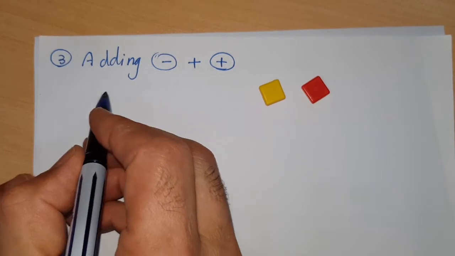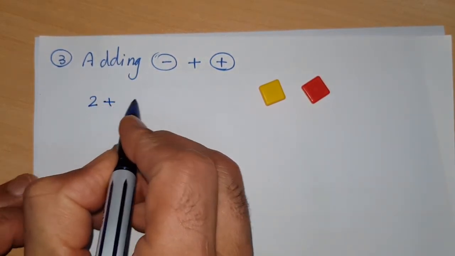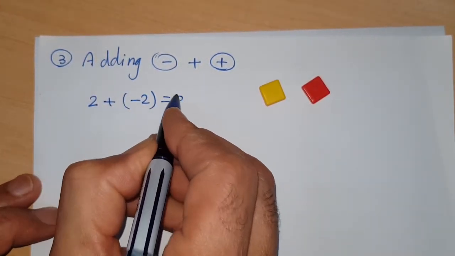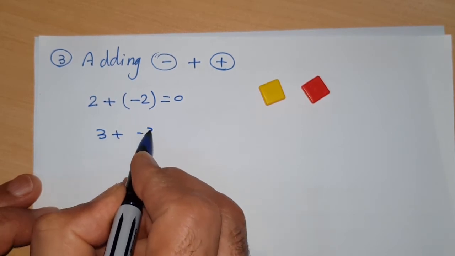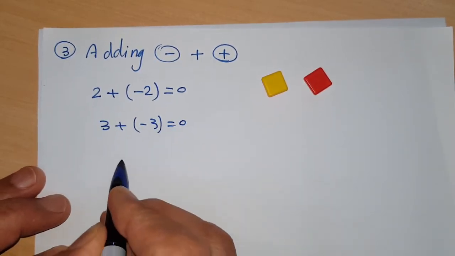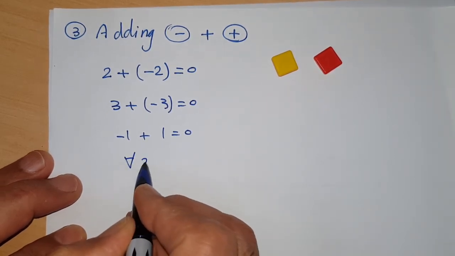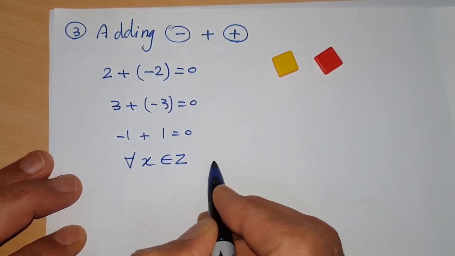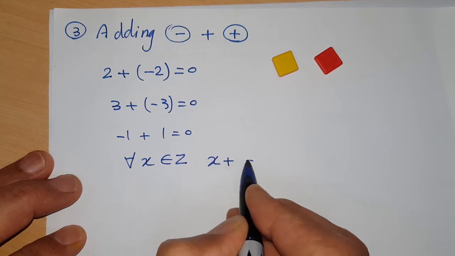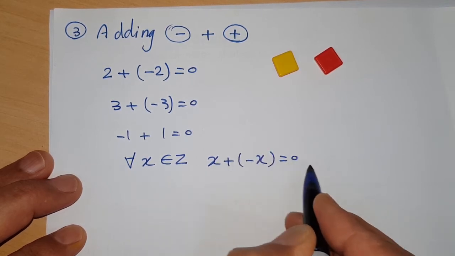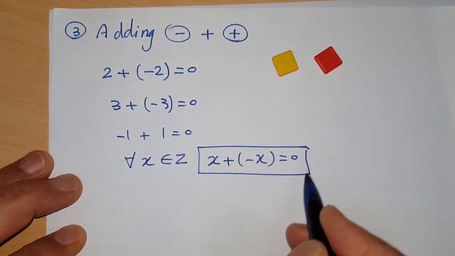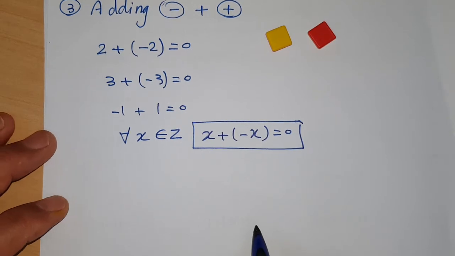So let's agree that any number plus its inverse will be 0. 3 plus -3 is equal to 0. -1 plus 1 is equal to 0. So for every x belonging to Z, x plus -x is equal to 0. This is a property I want everyone to know.